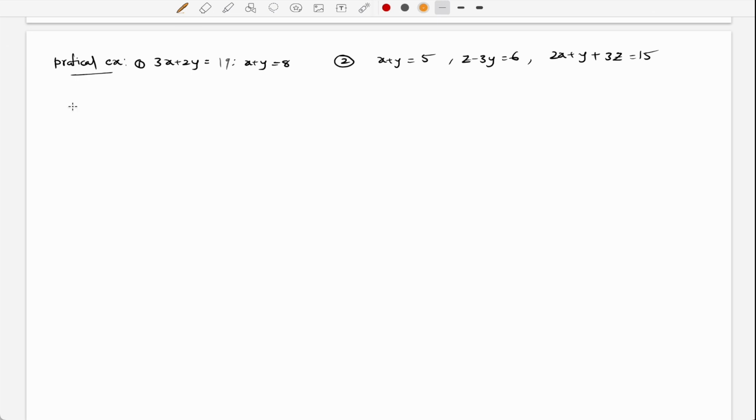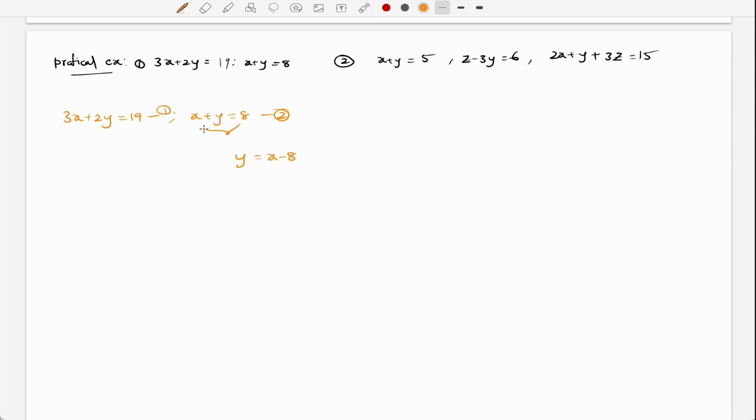So I'm going to give a practical example of how we find an x value and a y value in 2D. We have two equations. This is our second equation and this is our first equation, right?